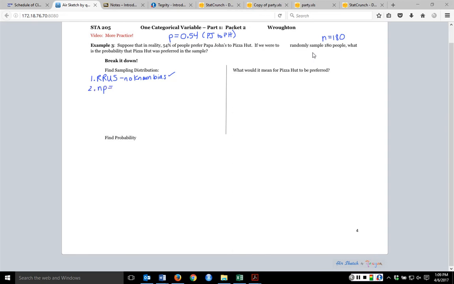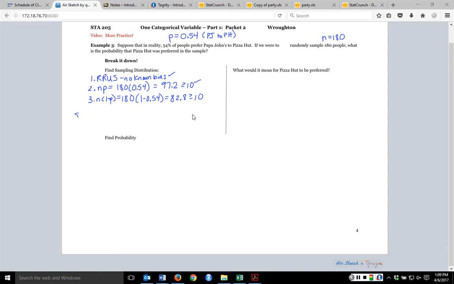Then we need to check that N times P is at least 10. Our N is 180, our P is 0.54. We do our math and get 97.2, which is at least 10. Then we take N times 1 minus P, which also needs to be at least 10, and we get 82.8. Just a reminder of what those numbers are: if we sample 180 people, 97 of them will prefer Papa John's and the other 83 will prefer Pizza Hut.